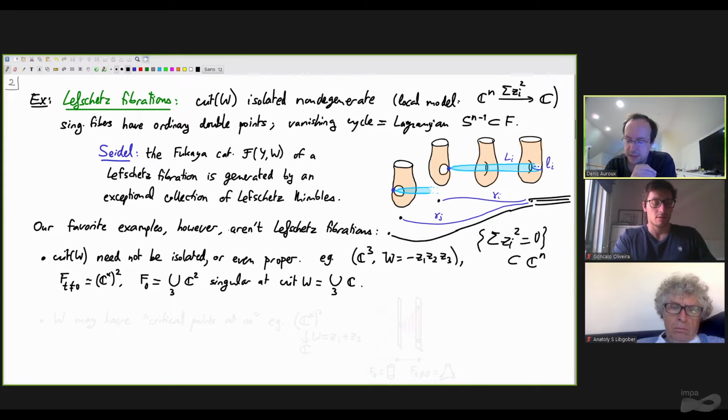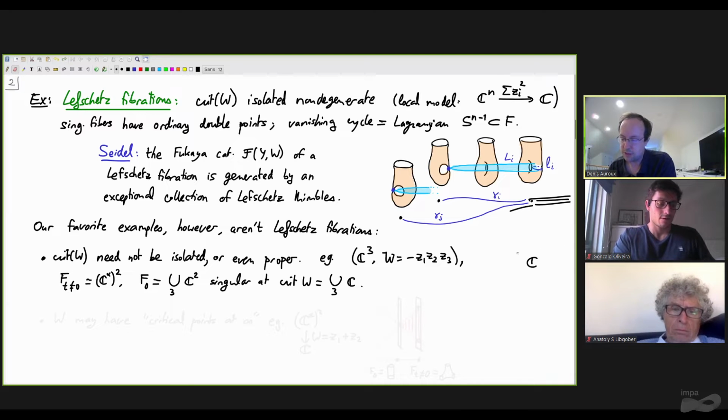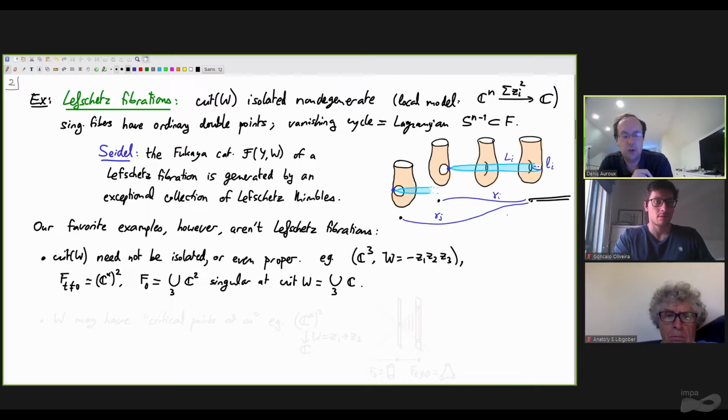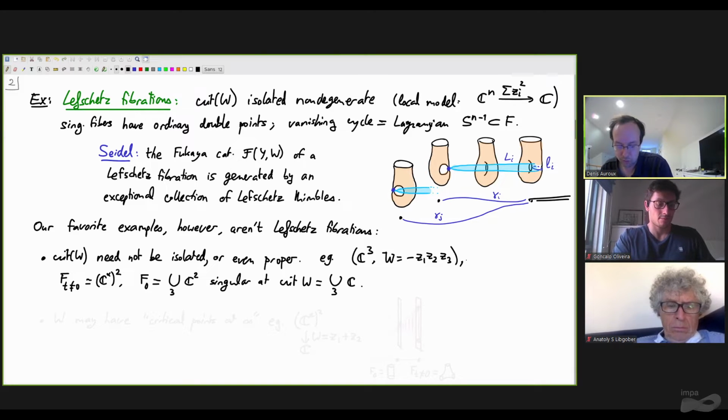But the main examples I want to get to, to show how the subject has evolved since then, are things that are not Lefschetz fibrations. In particular, we don't want to assume that the critical locus is isolated or even compact. One of my favorite examples is C cubed equipped with the function minus z1 times z2 times z3, with a minus sign that's there for some reason. This is actually the mirror to a pair of pants. So it's an important building block for further considerations.